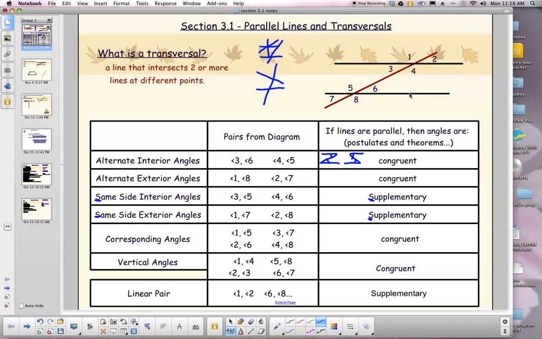Same side exterior works exactly the same way, except that they're on the outsides of the parallel lines. So 1 and 7 would be same side exterior, and 2 and 8 would be same side exterior.